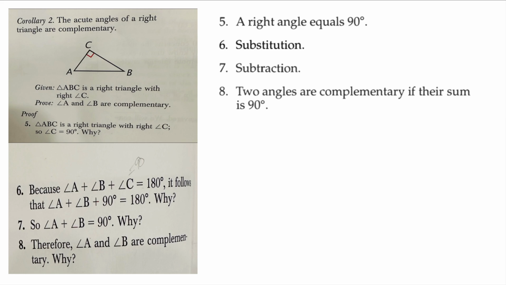I just feel like we're writing the same thing. It means the same thing, right? Okay, 6. Angle A plus angle B plus angle C equals 180 degrees.